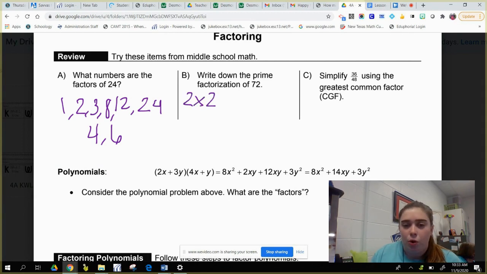Okay, so that's 4. We're not at 72 yet, but what if we multiply it by 2 again? So that is 4 right here times 2. That would be 8. Okay, so then add another 2. 8 times 2 is 16. So we're not there yet, right? Okay, and then we're going to add another 2.